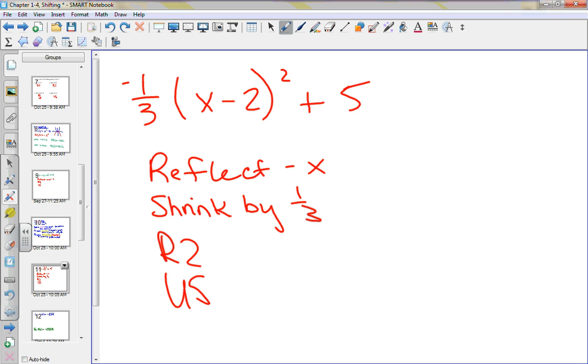If it was a positive 1/3, it would still shrink it by 1/3. The reflect, we would not reflect because it would be negative. Negative is the reflection. Positive means it's the normal.